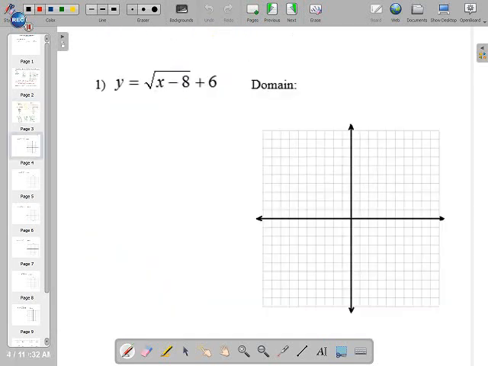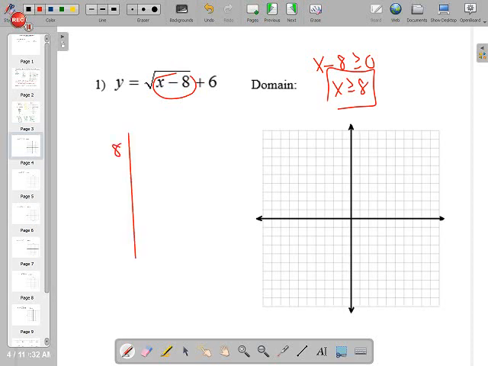Let's try another one. First thing we'll do, set the radicand greater than or equal to 0, so x is greater than or equal to 8 is the domain. Now I know in my table I'm going to start at 8. But to find other points, I'm going to say x minus 8 is 1, x minus 8 is 4, and x minus 8 is 9. I'm picking these numbers because these are perfect squares.